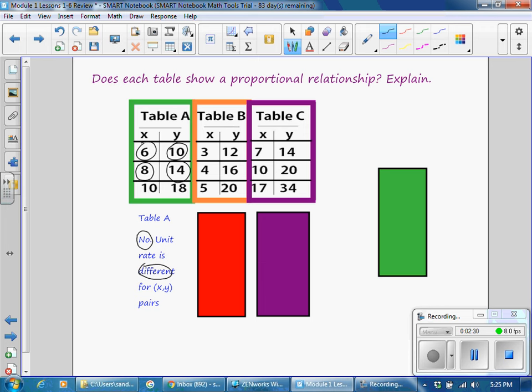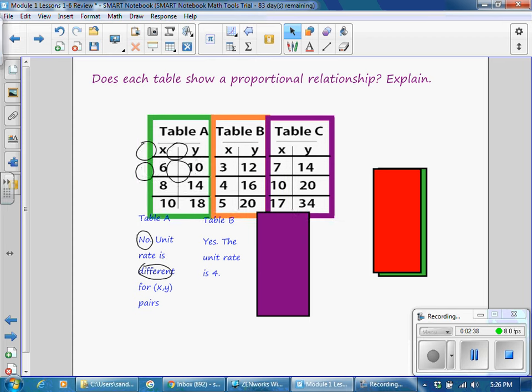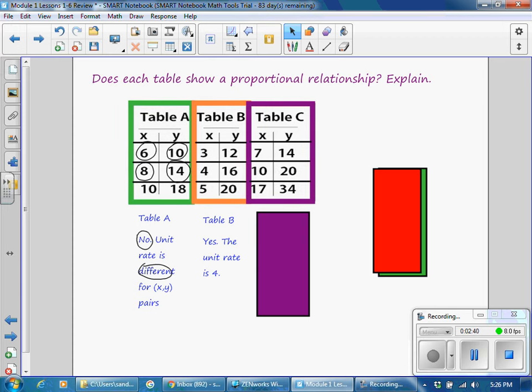Solve for table B and check your answer. The unit rate is 4. 12 divided by 3 is 4. 16 divided by 4 is 4. 20 divided by 5 is 4. So the unit rate is 4, making this a proportional relationship.